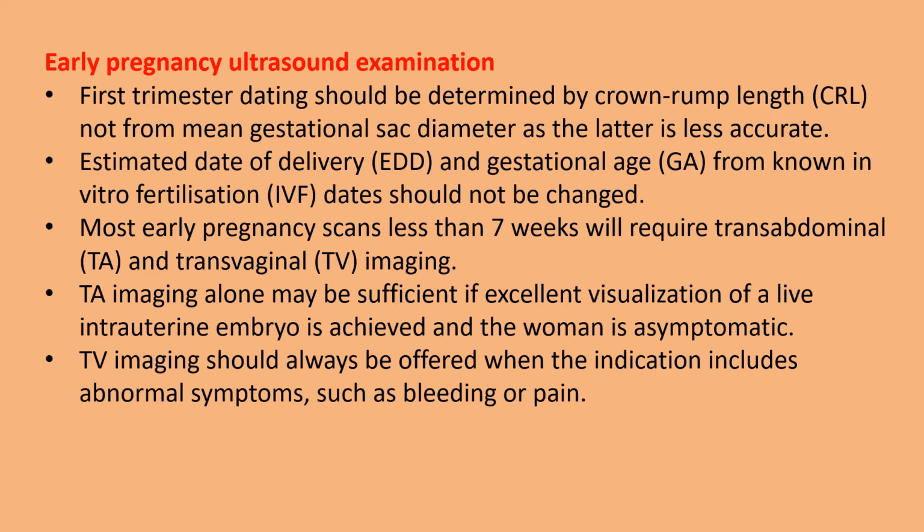Most early pregnancies less than 7 weeks will require transabdominal and transvaginal imaging. Transabdominal imaging alone may be sufficient if excellent visualization of a live intrauterine embryo is achieved and the woman is asymptomatic. Transvaginal imaging should always be offered when the indication includes abnormal symptoms such as bleeding or pain.